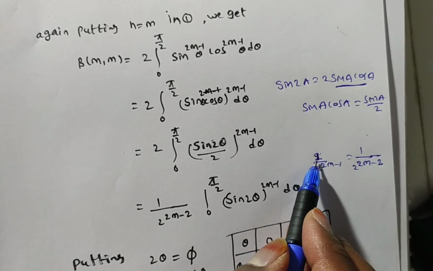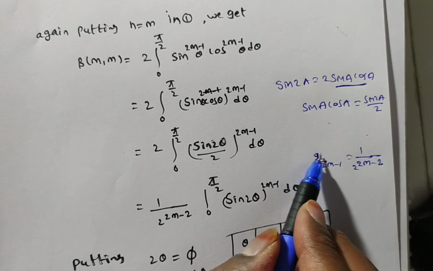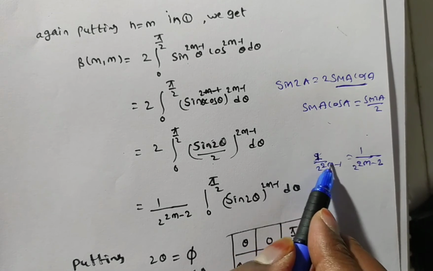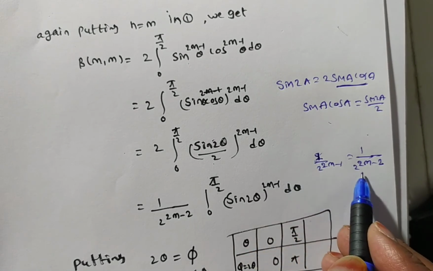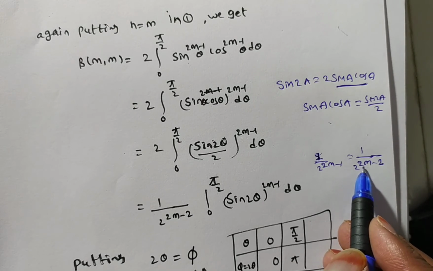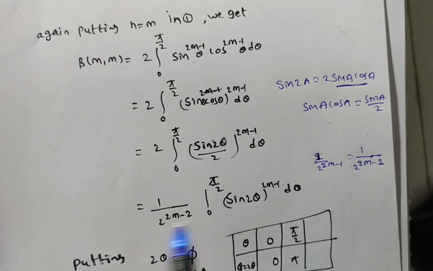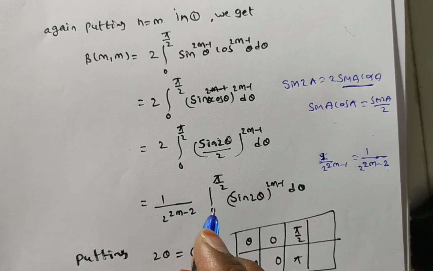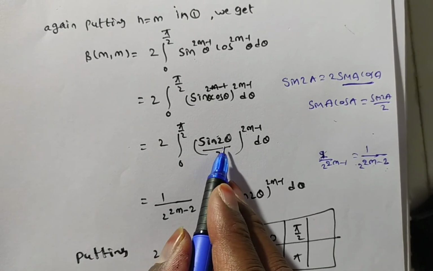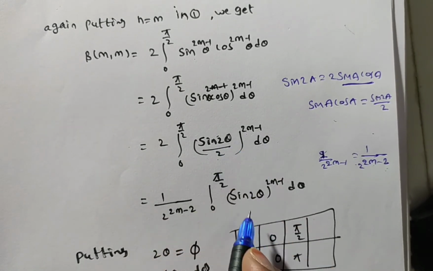Because the numerator has 2, if it comes to the downside, then in the denominator you can get 2 to the power of minus 1. Here this is 2 to the power of 2m minus 1, which is minus 2. So outside I have written it here. Now the integral from 0 to pi by 2 of sin 2 theta to the power of 2m minus 1 d theta.